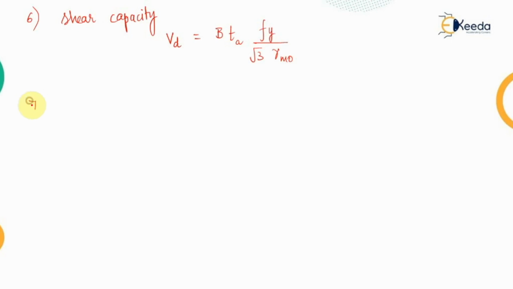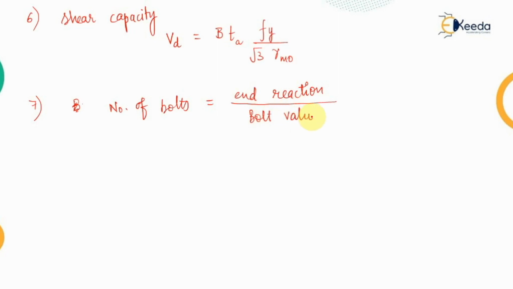And in the next step, or the last step, we will calculate the number of bolts. So the number of bolts that are to be provided between the connection is calculated based upon the end reaction, that was denoted by R, divided by the bolt strength, or in short that is known as the bolt value. That is the value of the bolt that can be carried either in shear or bearing, whichever is lesser. Based upon that, we will calculate the number of bolts, and those bolts are to be provided in a suitable number of rows.